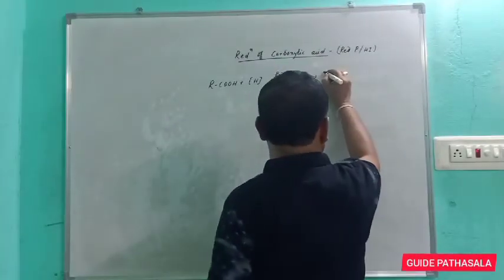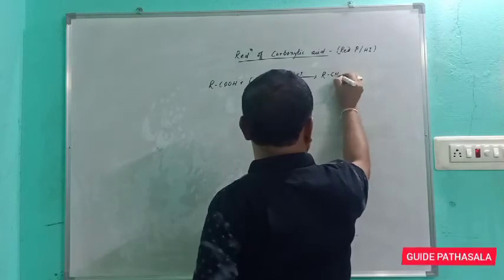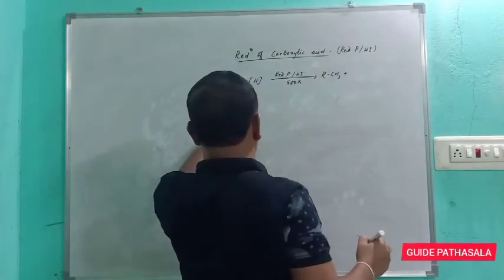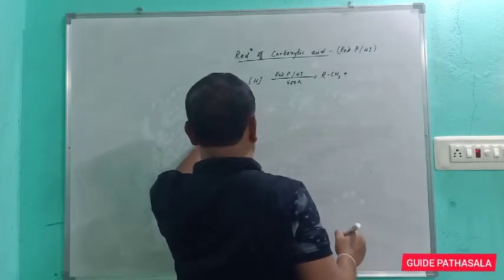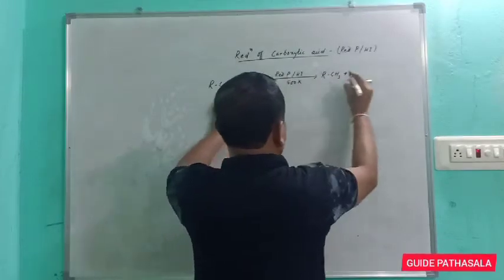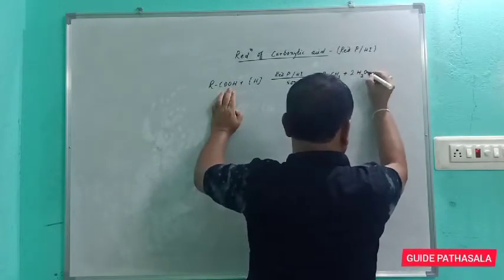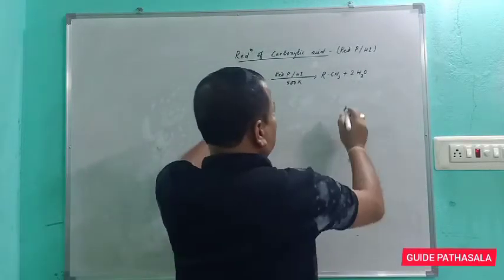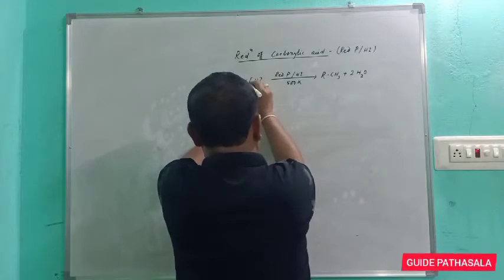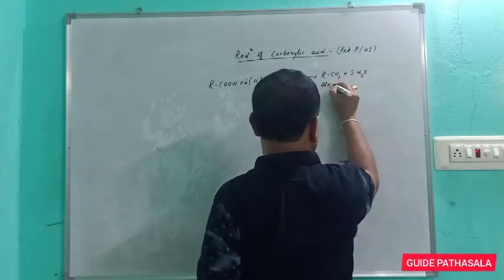An alkane is formed. Here it contains C, which is converted into CH3, plus here it contains 2 oxygen atoms, so 2 molecules of water will be formed, as one molecule of water contains 1 oxygen atom. So it is your alkane.